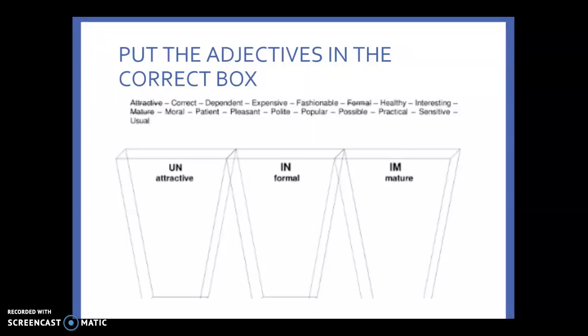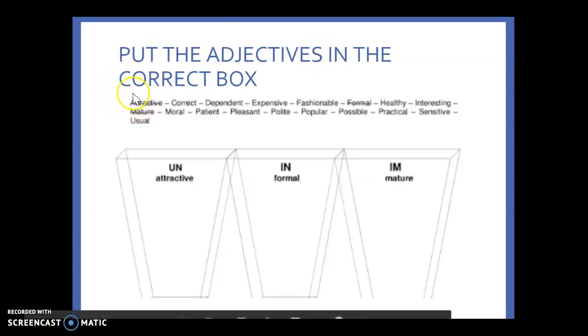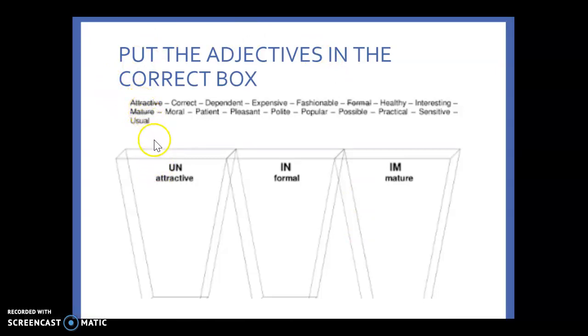Well, this is one of the activities you are supposed to do in this class. You have several words here, and the idea is that, with the help of the dictionary, you try to connect these words to the box they are supposed to be in. So you write the word in the box it belongs to. We say unattractive, but we say incorrect or informal. So the idea is that you choose which word goes in each of the boxes.